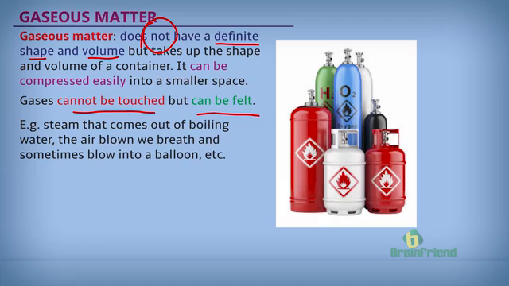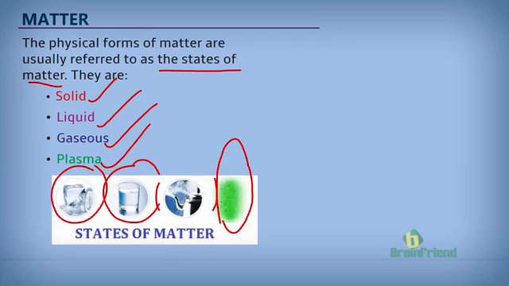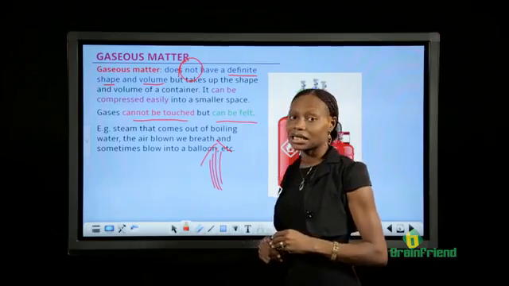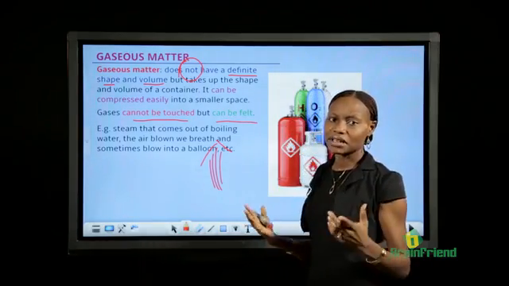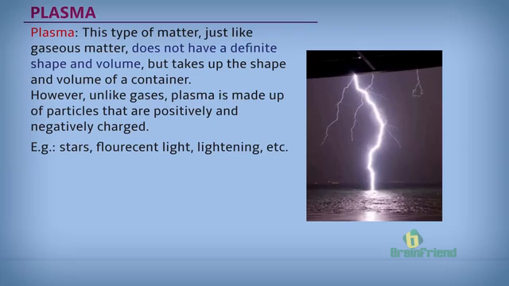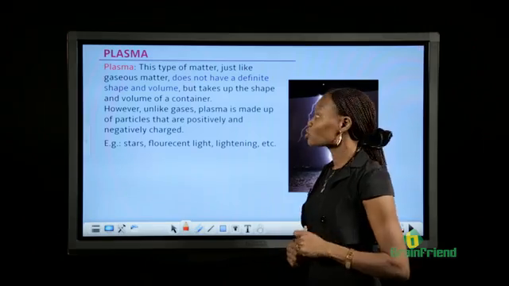It can't be felt. Examples include steam. If you remember, while you put your water on fire, maybe in a kettle, at the point when the water begins to boil, we see some white substances go off the kettle. It's known as steam. Just like you can see here, this is steam whizzing off the kettle. More examples of gaseous matter include air. The air we breathe in. We can't see it, but we can feel it. It's there.